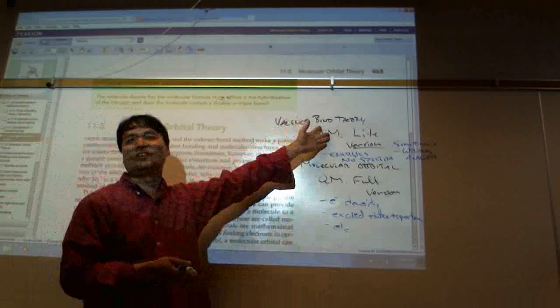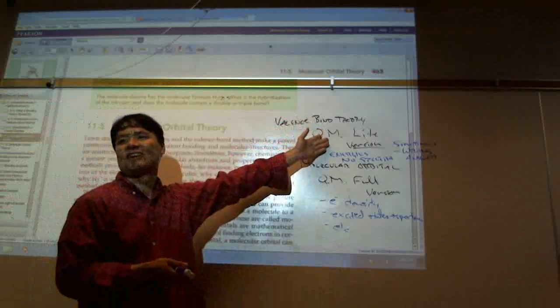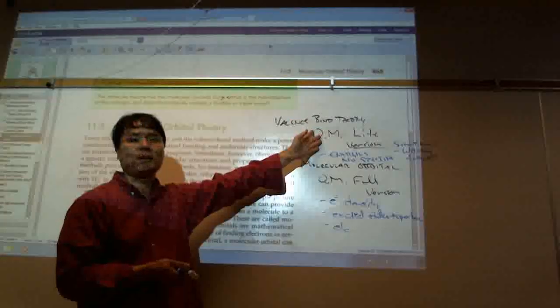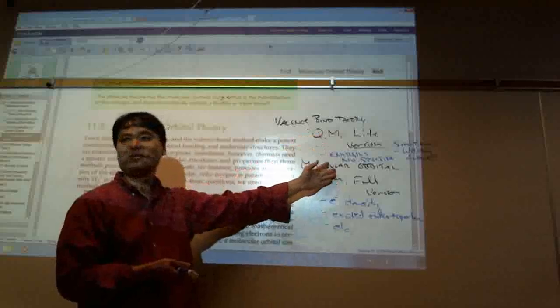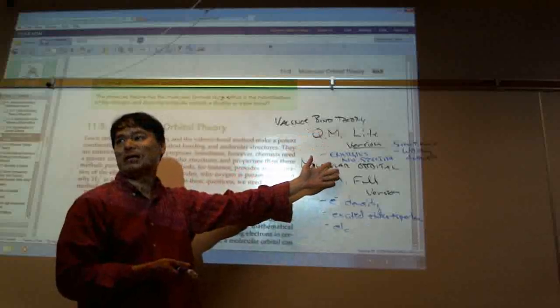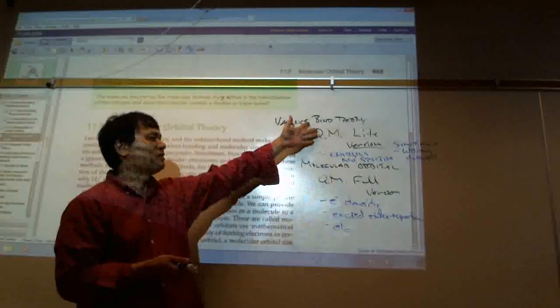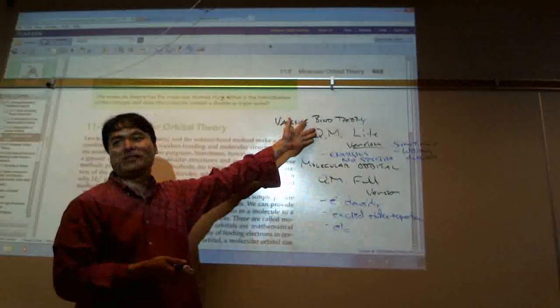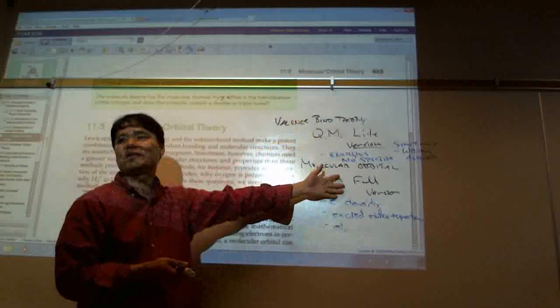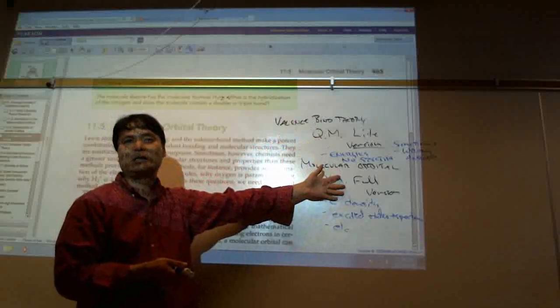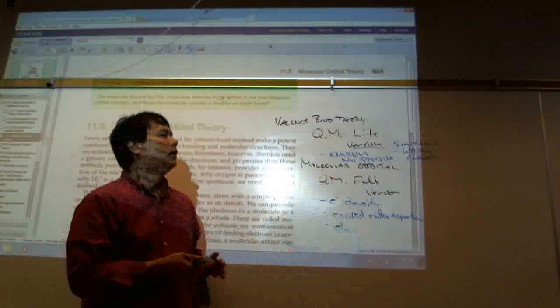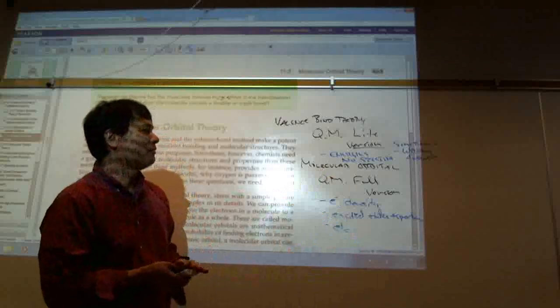Do you need a computer to do the light version? No, we're just doing it in pencil and paper. For the full version, do you think you need a computer? Yeah, you're going to be doing calculations. For the light version, did we have to buy expensive software? No. For the full version, do you have to buy expensive software? Yes.